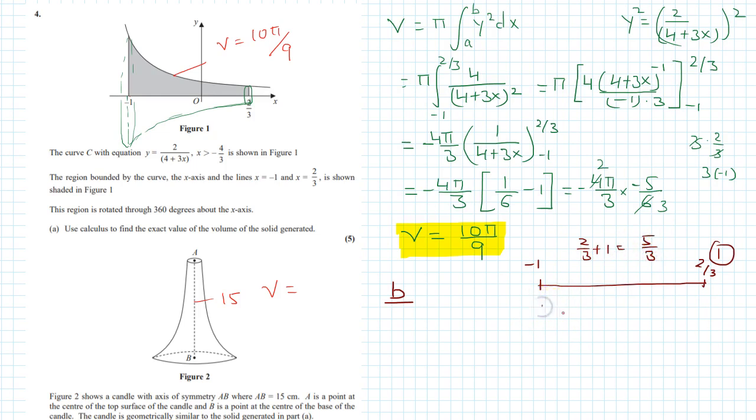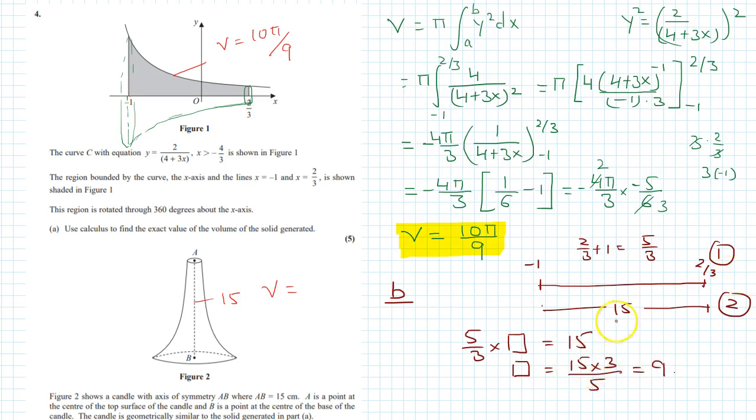And this length, in figure 2, this is 15. So what is the factor? What do we multiply 5 over 3 by to get 15? 5 over 3 multiplied by what is equal to 15. So this number is equal to 15 multiplied by 3 over 5. So that is 5 times 3 is 15, 3 times 3 is 9. So that is 9.